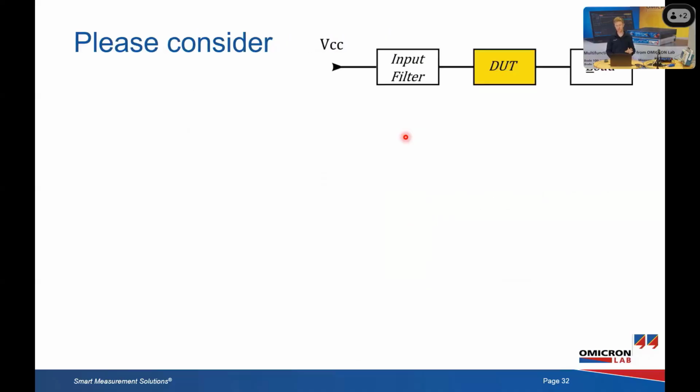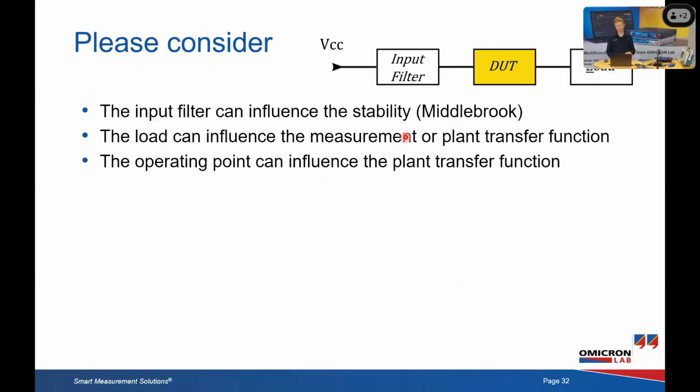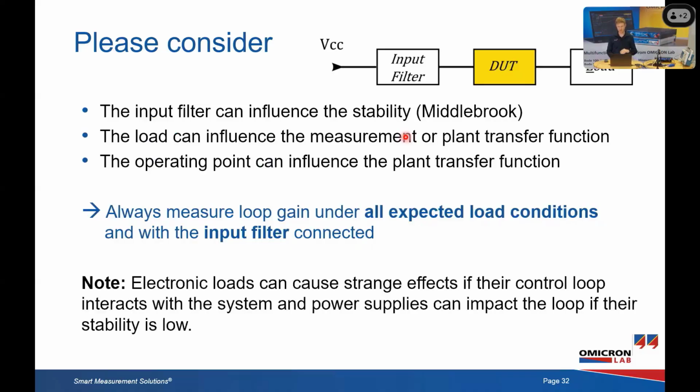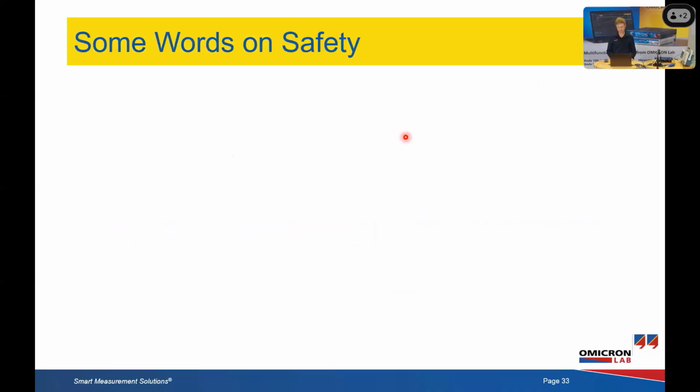Also, make sure that you consider the input filter and the load. The input filter can impact stability, and the load can also interact with the loop. If you have an active load that has a control loop in itself, then it could interact with the loop. So check that you have the conditions that you also expect later on.